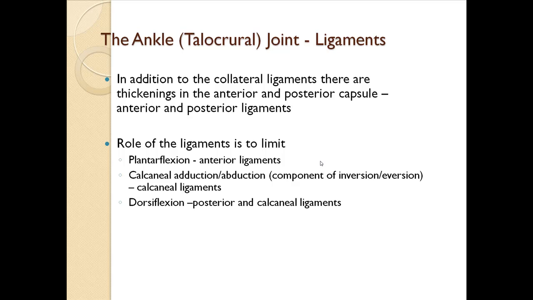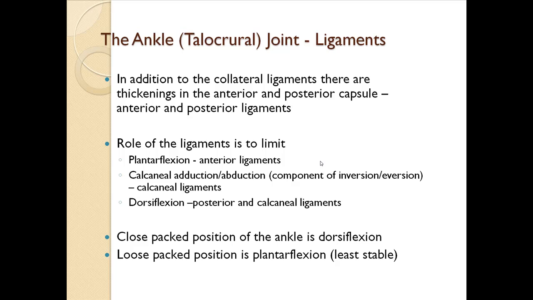The role of the ligaments is to prevent movement. The anterior ligaments, so the anterior talofibular ligament and the anterior tibiotalar and tibionavicular ligaments, are all taut in the movements of plantar flexion. The calcaneal ligaments limit abduction of the calcaneus, and the posterior ligaments limit dorsiflexion, are taut in dorsiflexion. The ankle, however, is most stable in dorsiflexion.